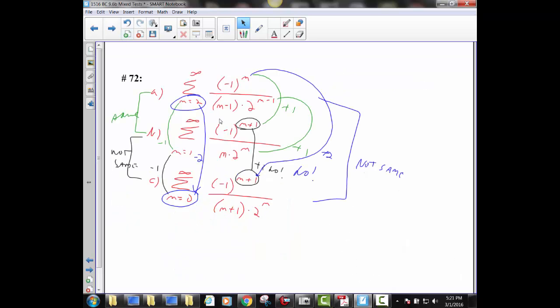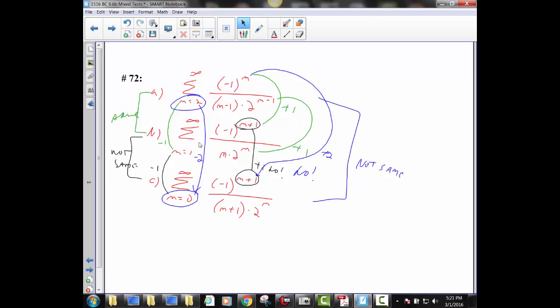Here's number 72. So again, only two of them are the same. Notice to get from here to here, they subtracted 1 from the lower limit of summation. Therefore, they should have added 1 to everything else. n minus 1 plus 1 is n, and these two are indeed the same. You can check the third ones.